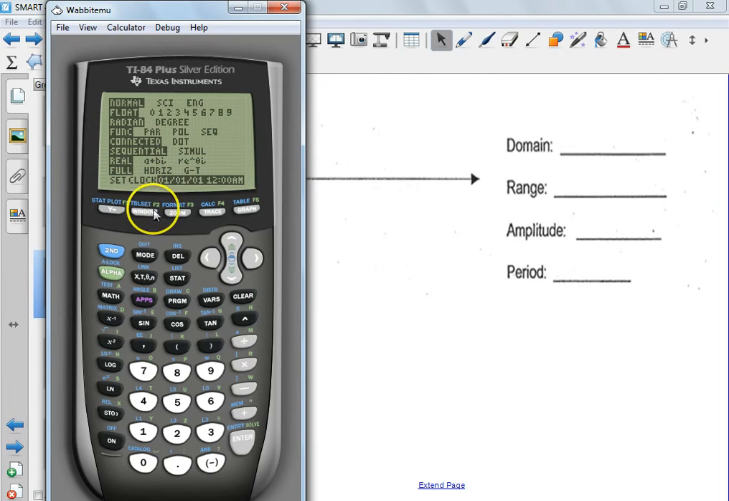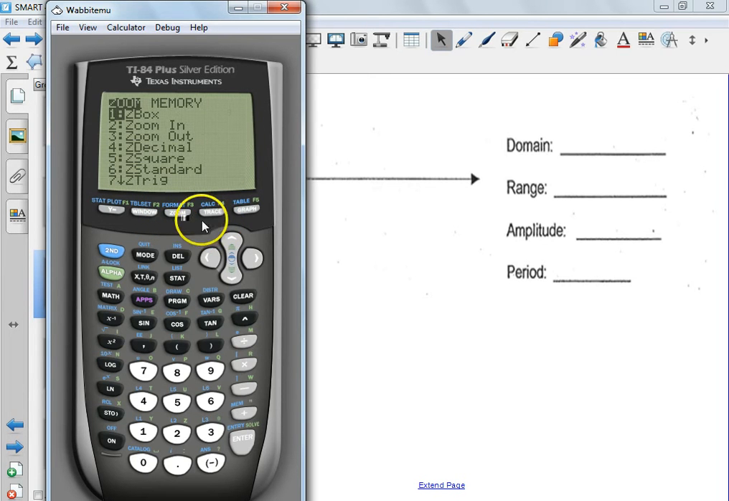Okay. Now, if you just hit graph, you have a standard negative 10 to 10 window. You're probably not going to see much at all, at least nothing very exciting. So what I want you to do is go to zoom, and choose one that looks appropriate for our class. Standard. How about Trig? Okay, there you go. Can everyone please get that on their screen?